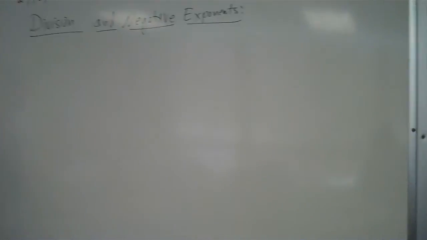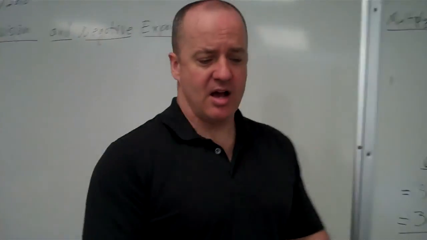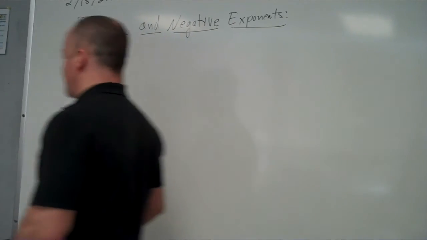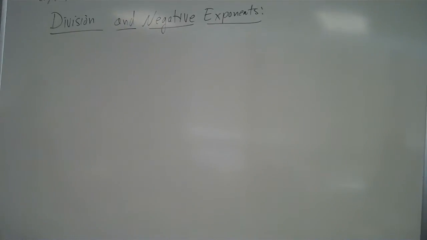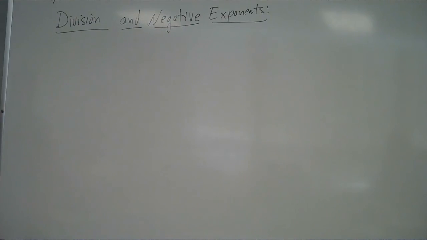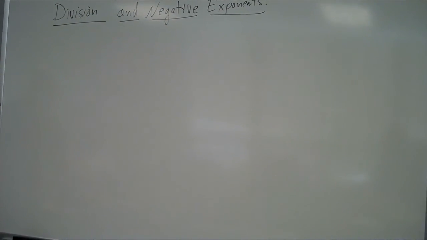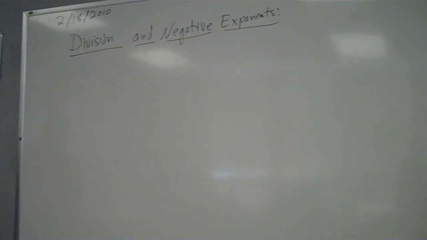Okay, division and negative exponents. Now, there's a couple more properties, and I'm not going to use the names in the book because honestly they gave me headaches. The power of a property, and the property of a power property, and all the rest of it. So, here is the rule, though.